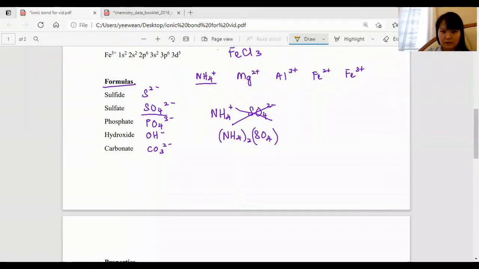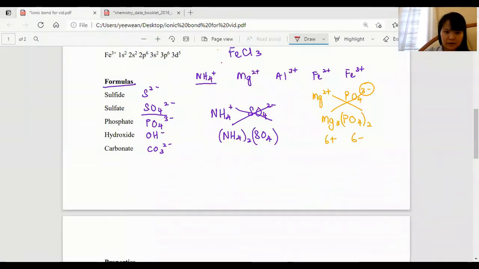Next example, Mg2+ with phosphate, PO4 3-, cross. So for Mg, we need 3 of it. PO4 will need 2 of it. So what's the charge actually? If I have 3 pieces of Mg, then I will have 6 plus. And if I have 2 pieces of PO4, then I will have 6 minus. That's how it becomes neutral like this.